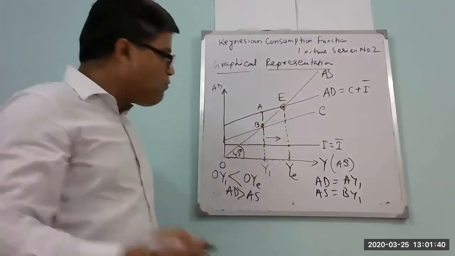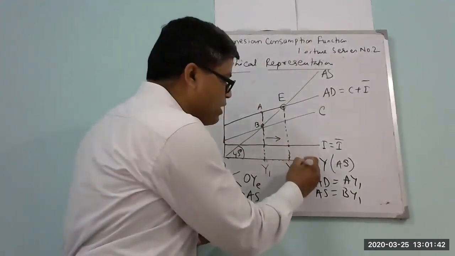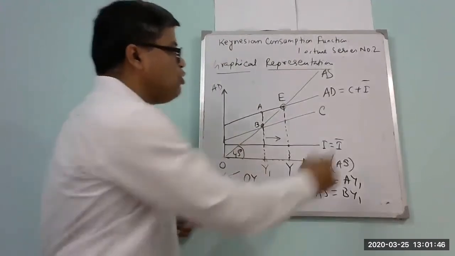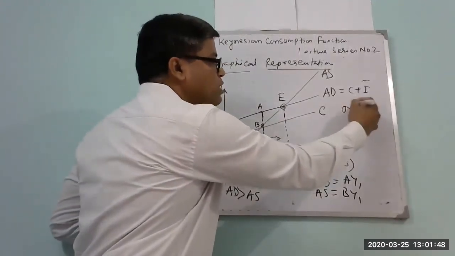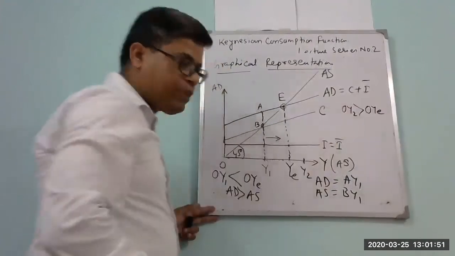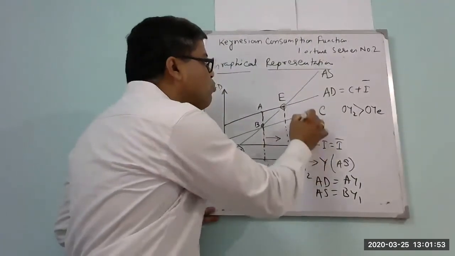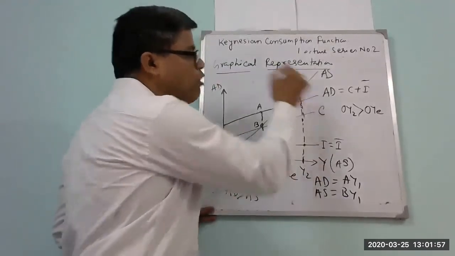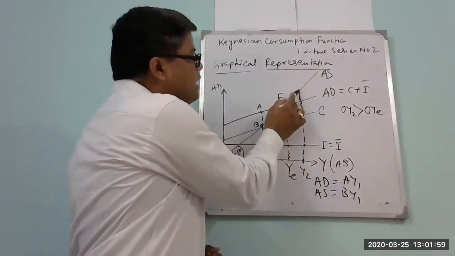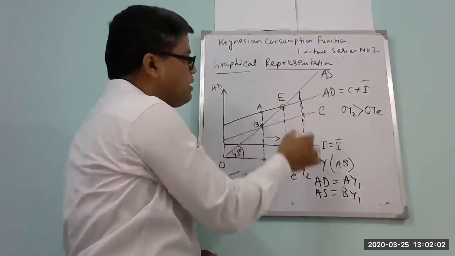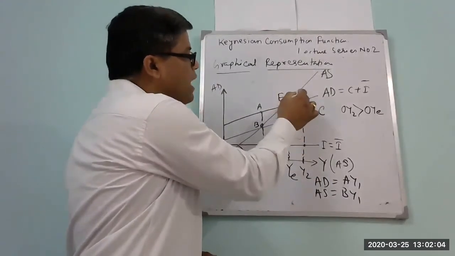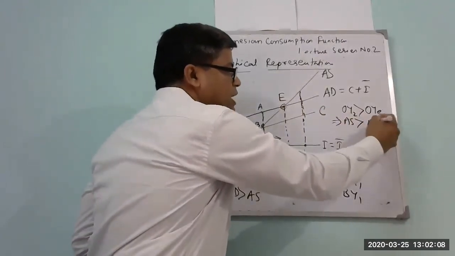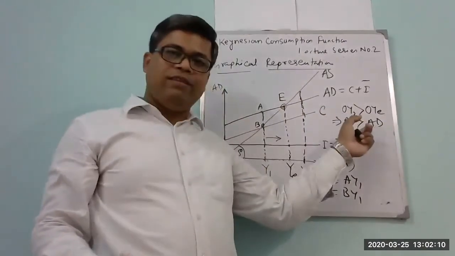Okay. Now you can look at it from the other side also. Suppose our national income is more than the equilibrium level of income, Y2. So OY2 is greater than OYE. If I draw a perpendicular line, it hits the AS here and it hits the AD here. That means AS is greater than AD. That means aggregate supply is greater than aggregate demand.